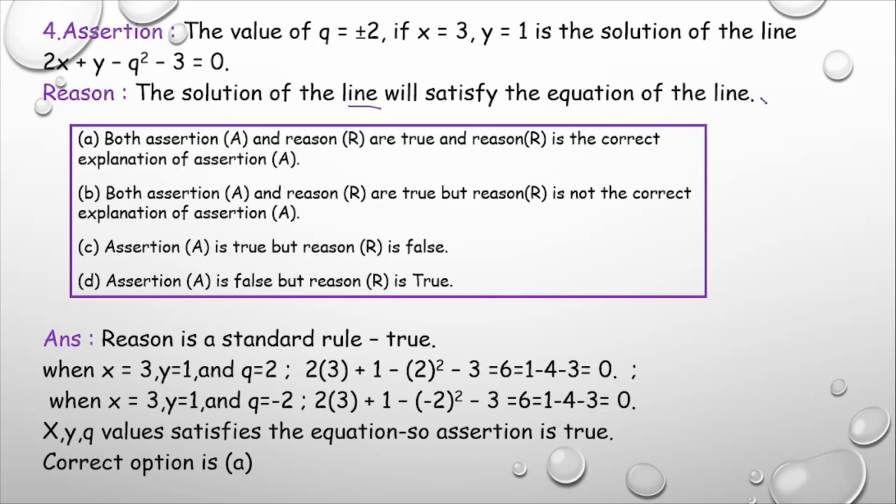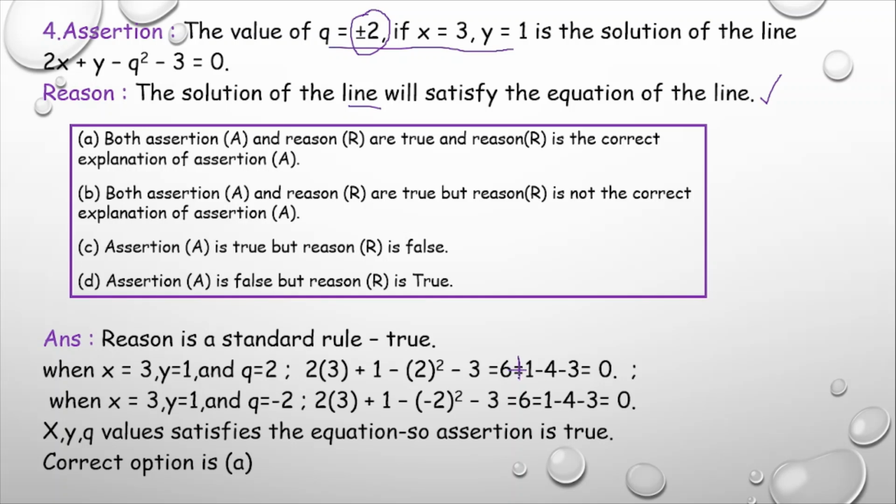Okay, so this is a true statement. Assertion: they gave us three variables and their values. In one of the variables we have plus or minus 2. So we should check the x value and y value along with plus 2, and the x value and y value along with minus 2. Here I have substituted x, y, x3, y1, and q is plus 2; x3, y1, and q is minus 2. When you substitute these values, x is plus, it is not equal to.